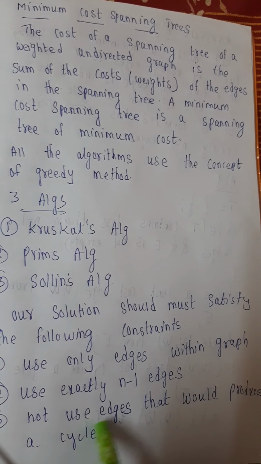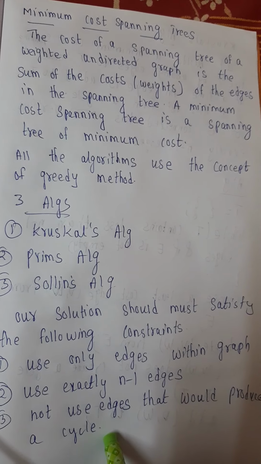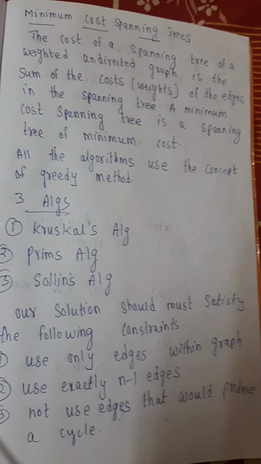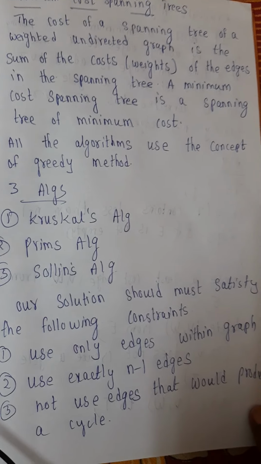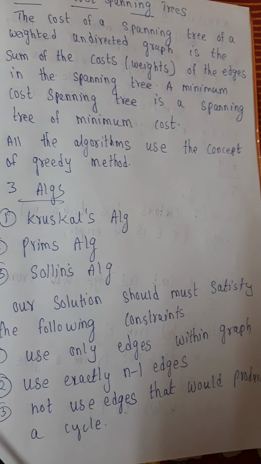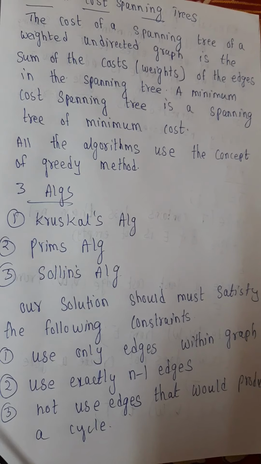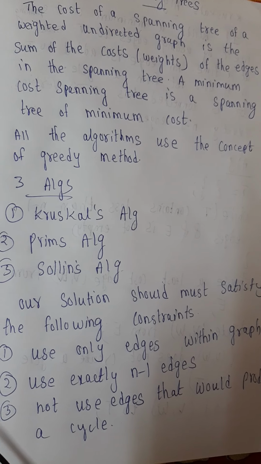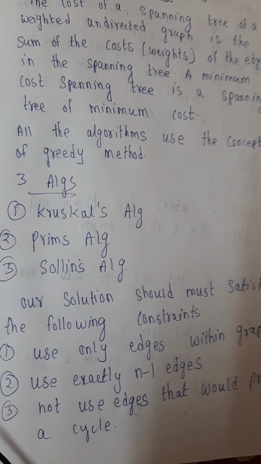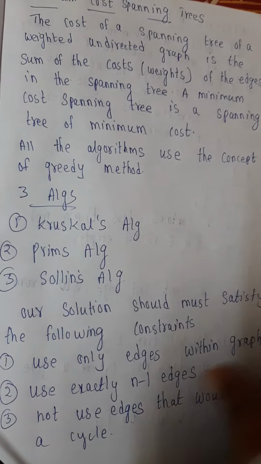And we should not use edges which produce a cycle. As we already know, a tree is acyclic, it should not form a cycle, so we should not consider the edges that form a cycle. So these are the three properties the spanning tree should satisfy. Now we will move to the algorithm.